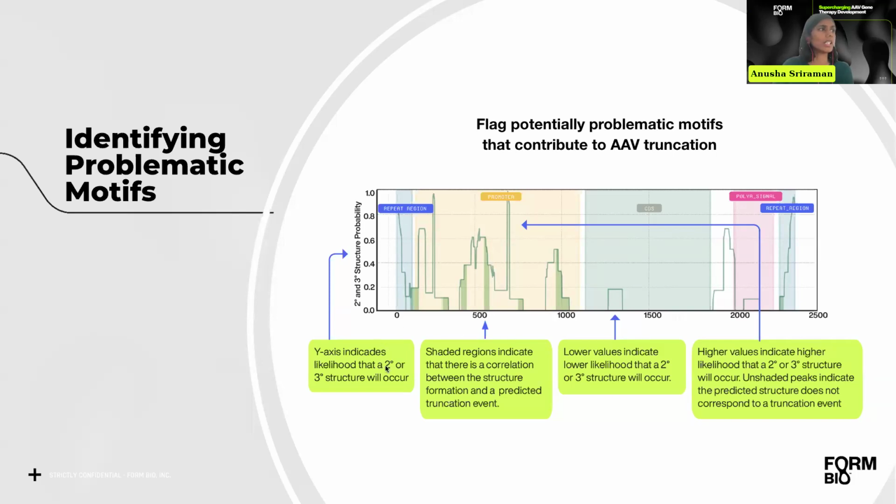So in this figure, we have the probability of a secondary or a tertiary structure formation on the y-axis and the different vector elements on the x-axis. We can see here that in the promoter region, there are these problematic motifs that are being formed at a high probability. And we can also see that there are these shaded regions, right, which correspond or correlate with a predicted truncation event. So this information tells us that these are problematic motifs that we've identified that could actually correspond to a truncation event.